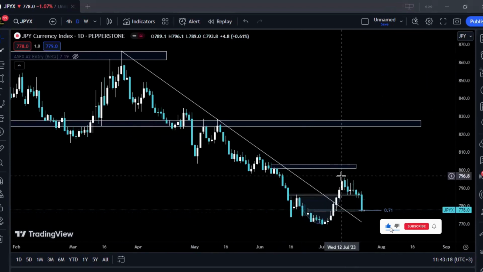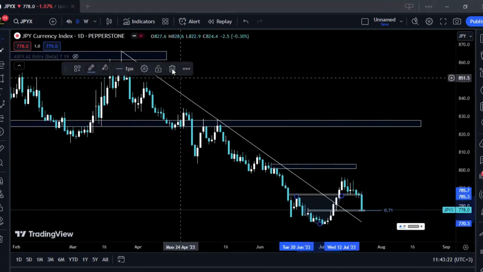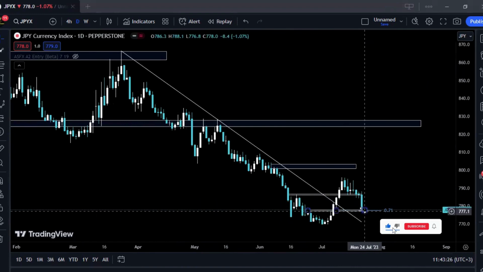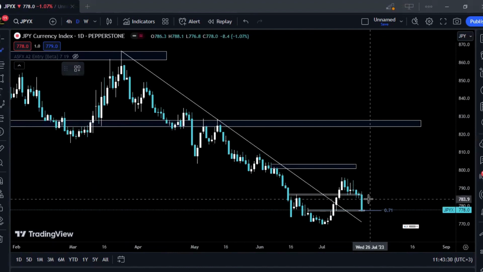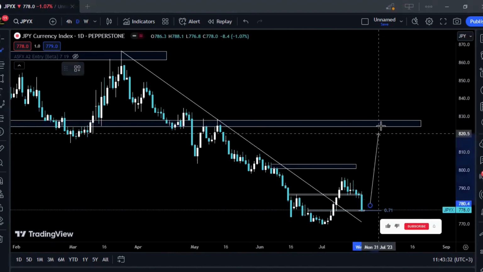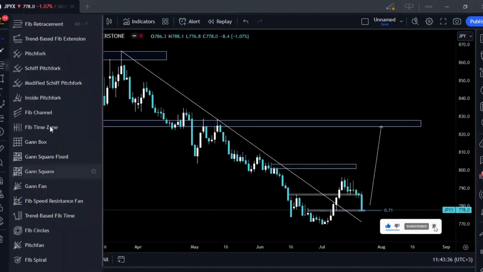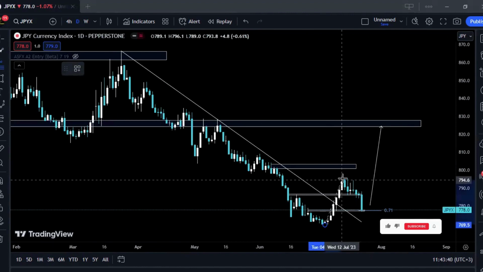Prices created a higher high and therefore changed the trend, right? Therefore from here, I'll be anticipating to see prices take off and push higher. As a matter of fact, let's put the Fibonacci extension and see how prices will actually play out.